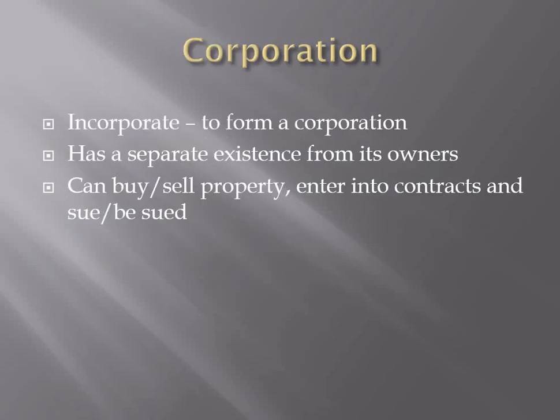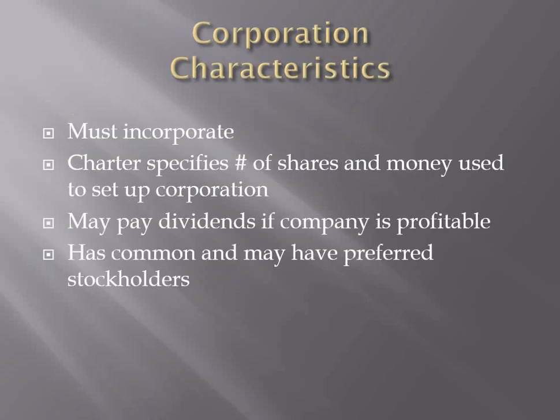Now, the last one that we're going to talk about is a corporation. A corporation essentially is where you set up the business to exist on its own, and then you have owners of the corporation who buy stock and different things like that. It has a separate existence from its owners. The corporation itself can buy and sell property, enter into contracts, and can be sued, which helps the owners because it limits the liability that they have. So if the company gets sued, the owners are not personally responsible, right? All that stays within the company and things like that.